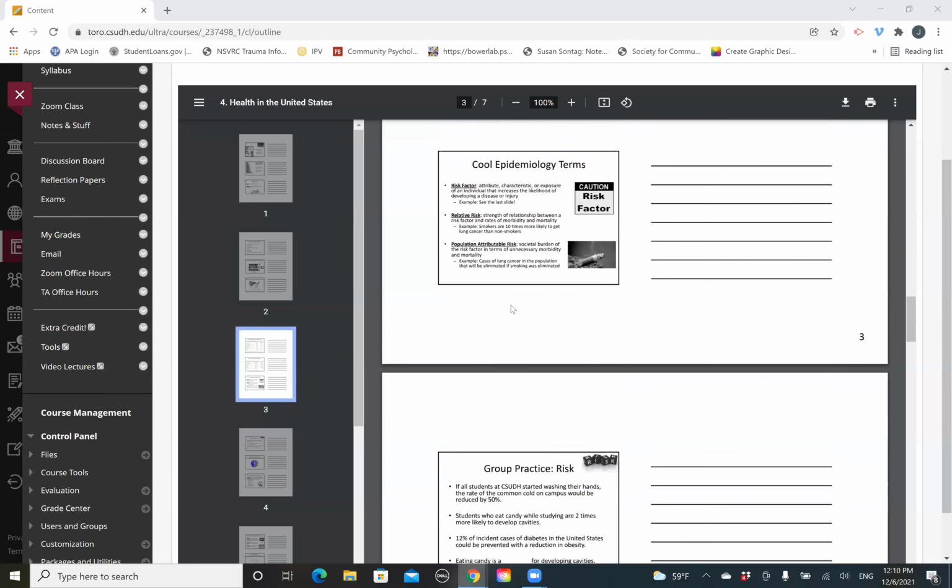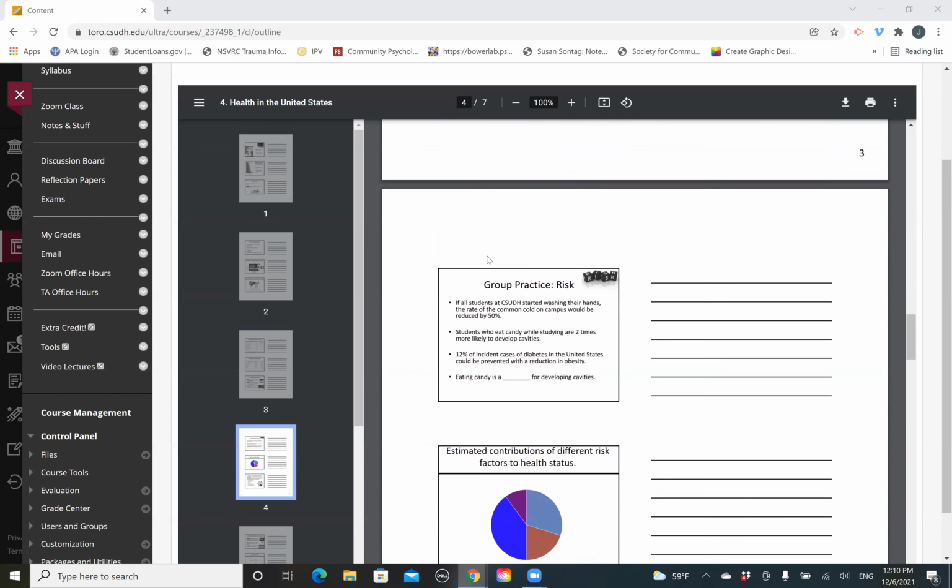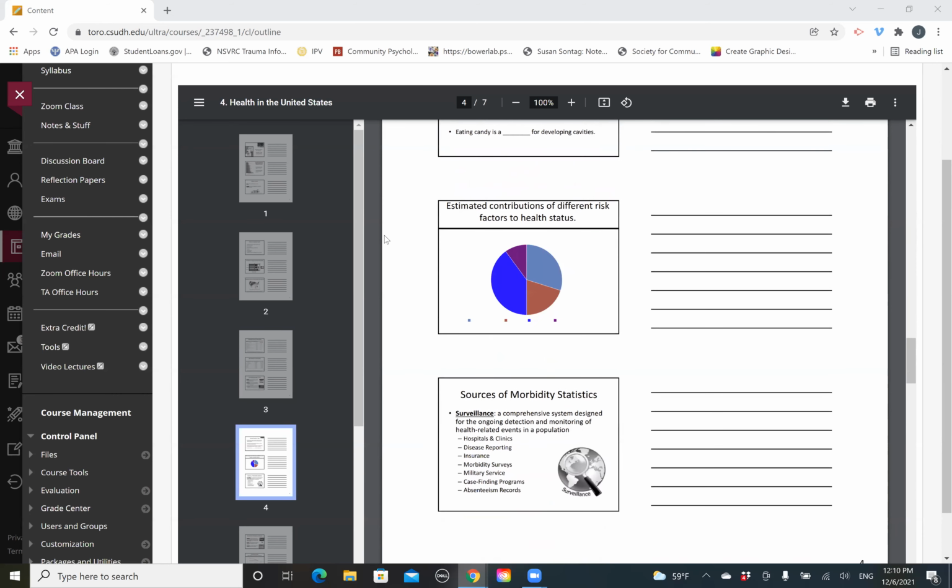So you're going to want to know that a risk factor is an attribute, characteristic, or exposure of an individual that increases the likelihood of developing a disease or injury. Relative risk is the strength of relationship between a risk factor and rates of morbidity and mortality. Population attributable risk is the societal burden of the risk factor in terms of unnecessary morbidity and mortality. So we will skip the group practice.